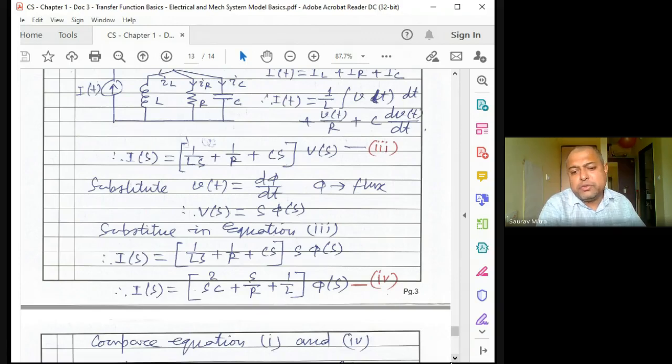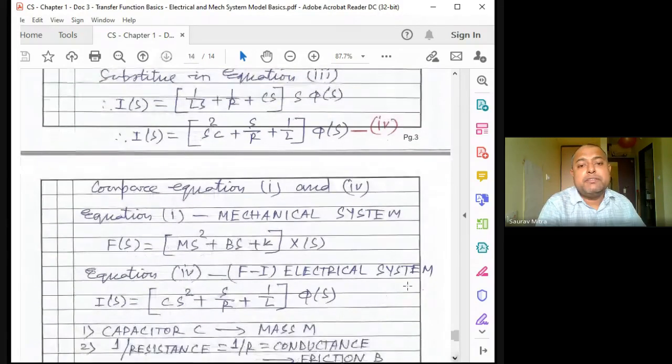Now you have to find the output divided by input. The output in this case is phi s, the input is Is. So phi s by Is will be the transfer function. Phi s by Is will be equal to S square C plus S by R plus 1 by L. Now this has to be made equivalent to ms square plus bs plus k. This is what is called the current analogy. In the current analogy, the transfer function is phi s by Is, because phi is the flux, which is the output, and Is is the input current. So current is generating flux.